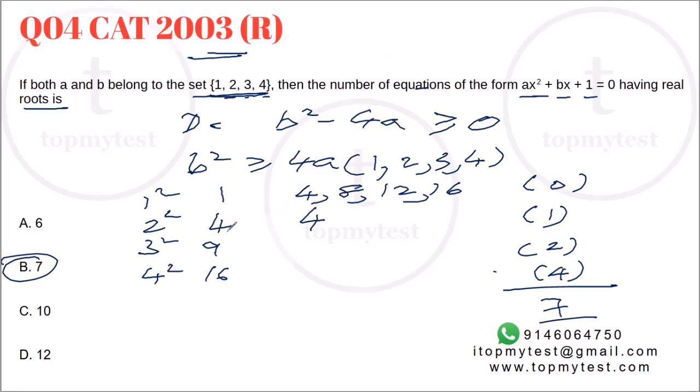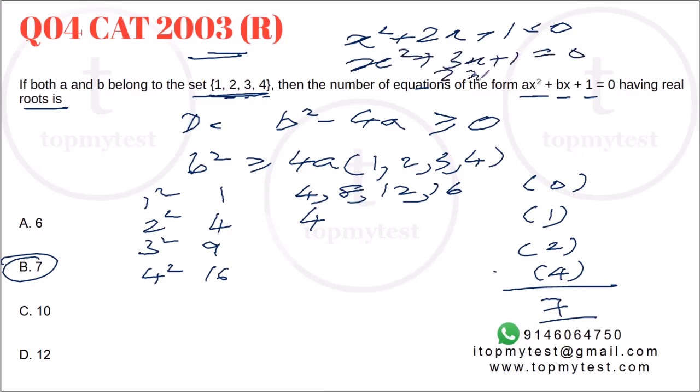If I put b is equal to 2, a will be equal to 1. So you'll have x square plus 2x plus 1 equals 0. This will be one equation. If I take b is equal to 3, a can be either 1 or 2. So you can have x square plus 3x plus 1 equals 0, or 2x square plus 3x plus 1 equals 0. So you'll have 7 equations of this form. Obviously, I'm just trying to elaborate this. No need to do all this. Once you have gotten this, you can directly mark the answer.